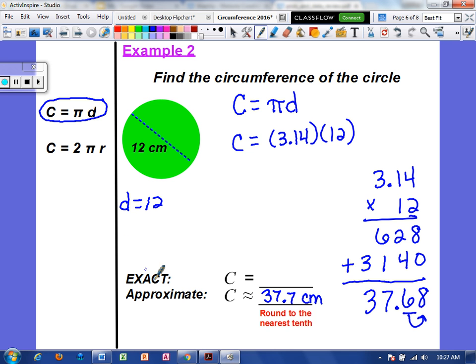Now, for the exact amount, that one's a lot more simple. So we have pi times the diameter. So we're just going to leave pi looking the same way it is. So that would be pi times 12. And usually when we have a coefficient and a variable, we put the coefficient first. So here, as the exact circumference, it's literally just 12 pi.